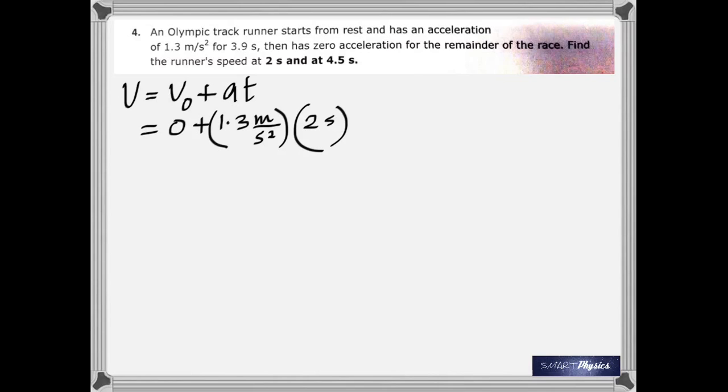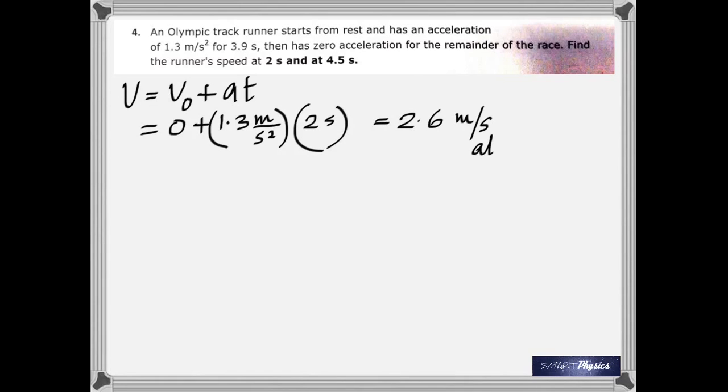An Olympic track runner starts from rest and has an acceleration of 1.3 meter per second squared for 3.9 seconds, then has zero acceleration for the remainder of the race. Find the runner's speed at 2 seconds and at 4.5 seconds. Yeah, okay. Initial velocity is 0. You got to find the final. After 2 seconds, the acceleration is 1.3 meter per second squared. Time is 2 seconds.